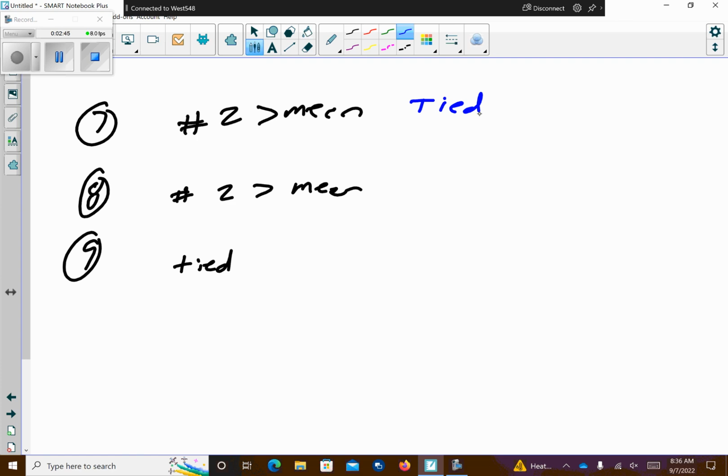It doesn't mean they're broken. Number 1 has the largest standard deviation. And then on number 9, number 2 has the greatest standard deviation.